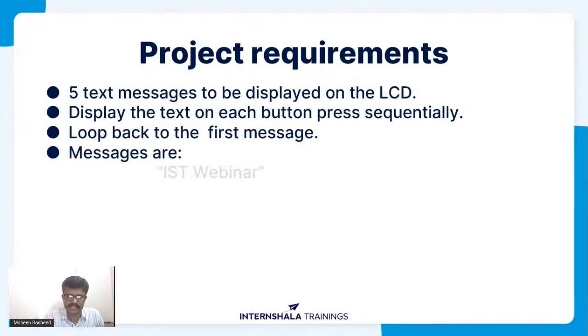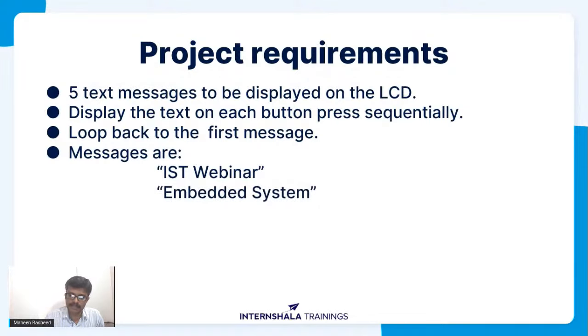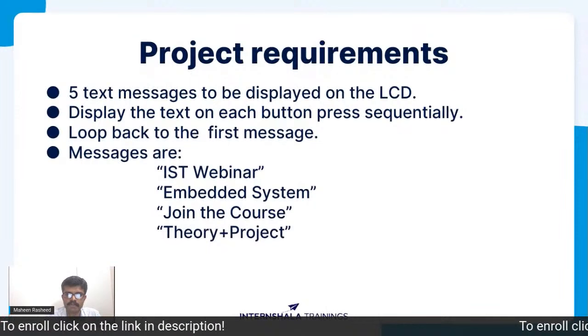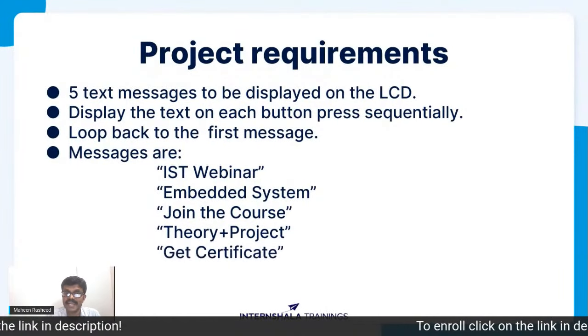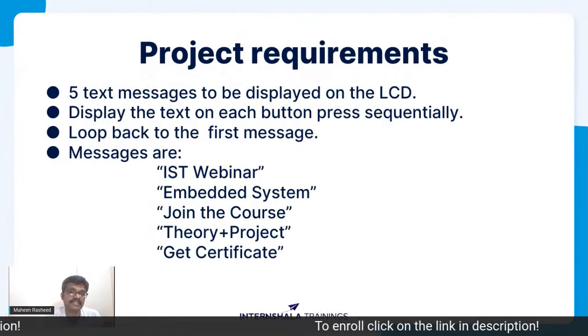Let's see the messages. The first message is IST webinar. The second message is embedded system. The third message is join the course. The fourth message is theory plus project. The fifth message is get certificate. These are the five messages that you have to display on the 16x2 LCD module.